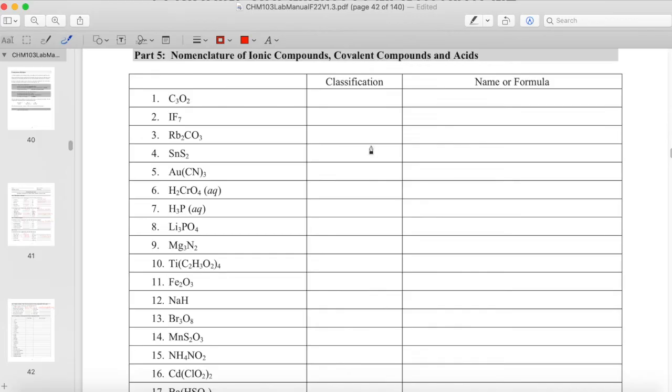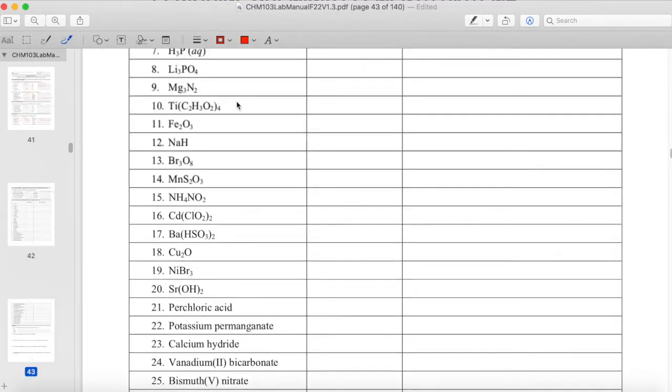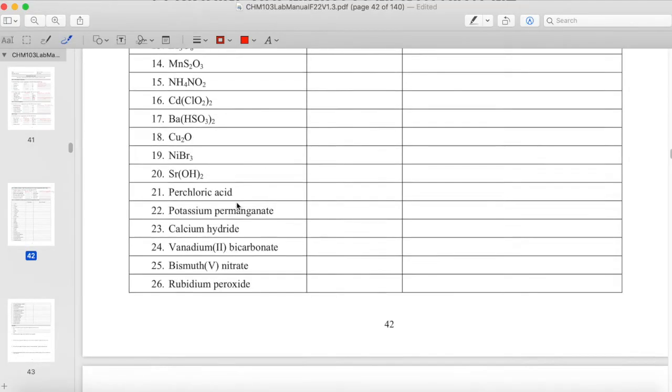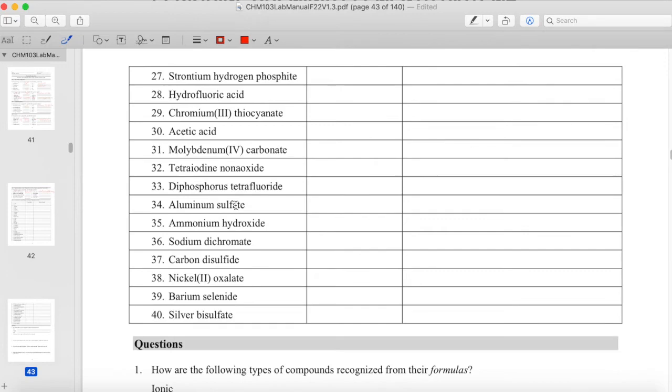So basically, this section here, part 5, you can see we've got a lot of problems in here, both formulas and names. Looks like we've got about 20 formulas and another 20 names, to give us 40 problems.